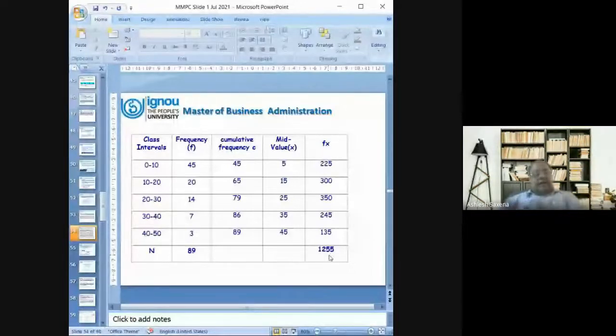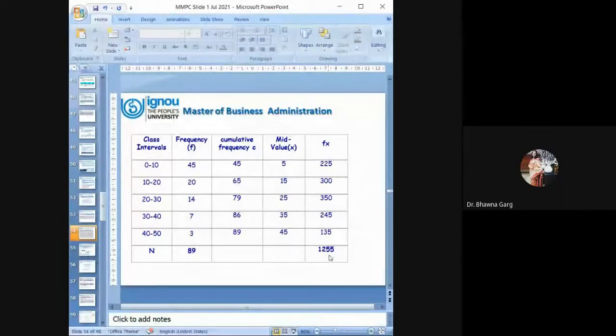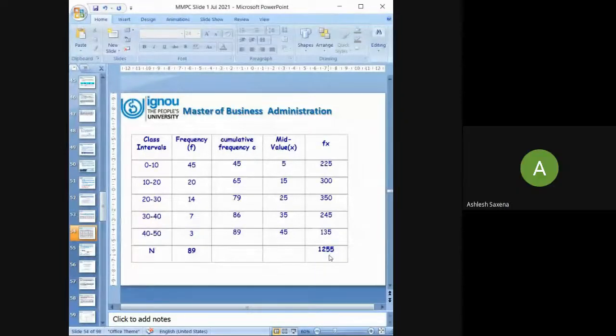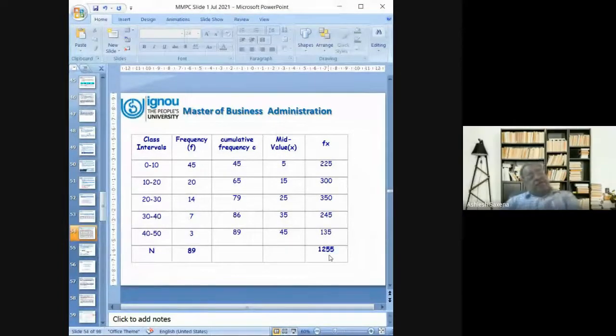Is the cumulative frequency part clear to you? Yes, sir, it is clear. I'm telling you this will become a major problem for you while you will be calculating your median. Because the median formula will be used in calculating quartile deviation, percentile, decile, everywhere in this MMPC 5 as well as in MMPC 50. So be careful. That is why I'm asking you to write it.